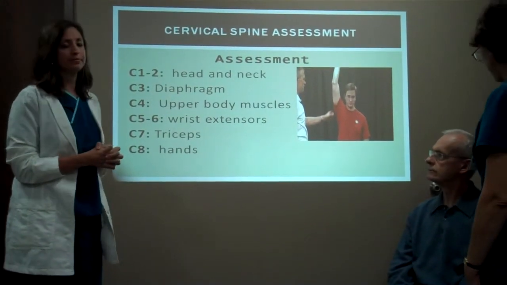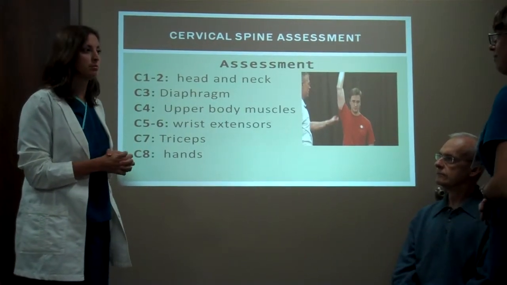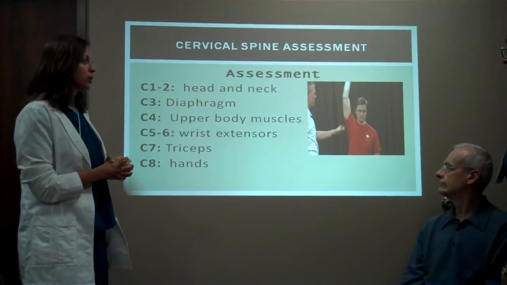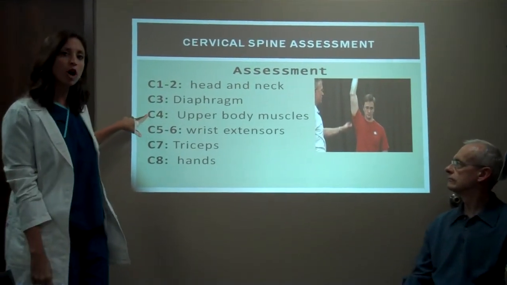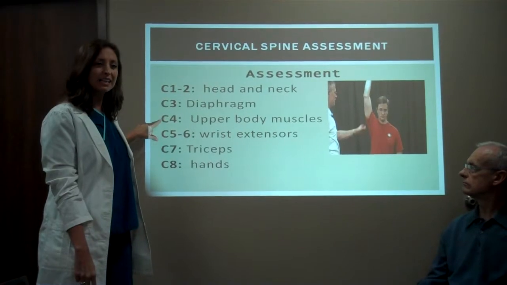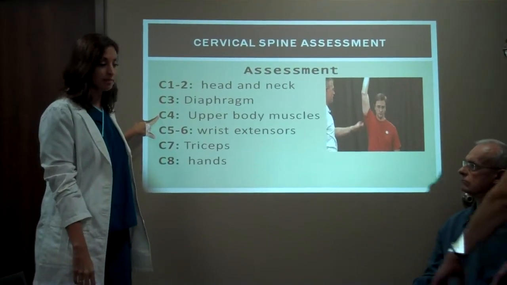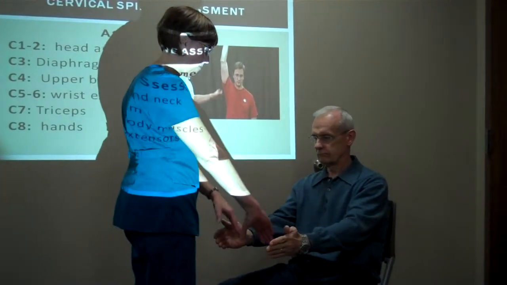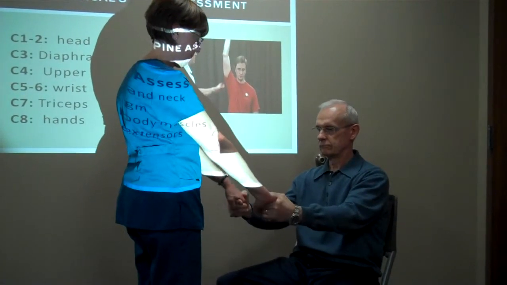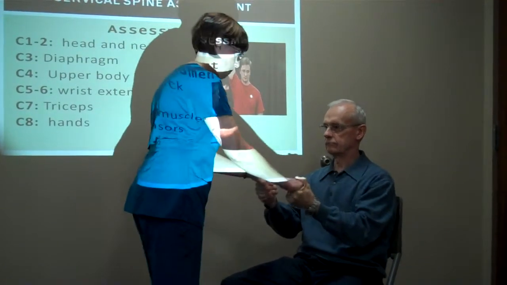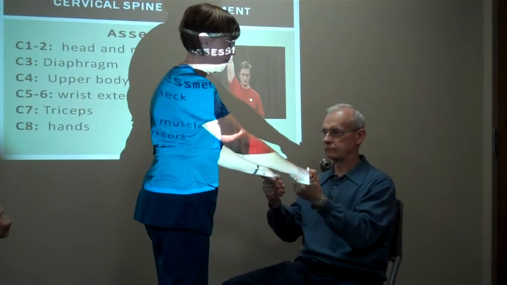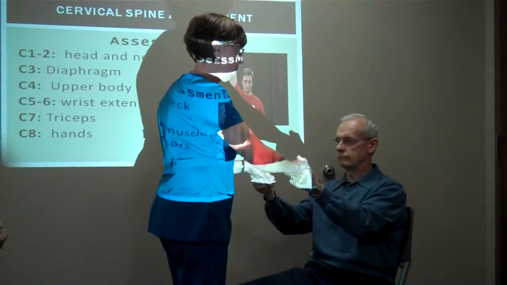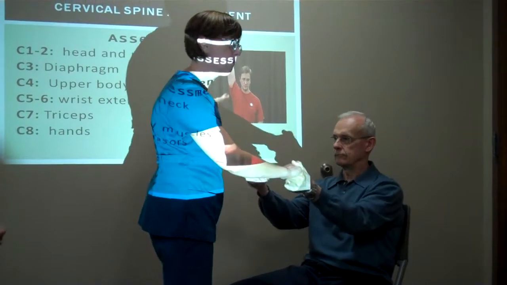C3 is the diaphragm. Well, there's no real test for the diaphragm. If your patient is breathing, they're probably okay. C4, the nerves that come off of C4 control your upper body muscles. This one is a little bit lengthy, but it's most often missed. What we're going to do first is have Sue ask Al to grab hold of her hands and pull her toward him. Notice the strength and the equalness of the strength on each side. Now, Al, I want you to push Sue away. Notice the strength and the equality of movement.